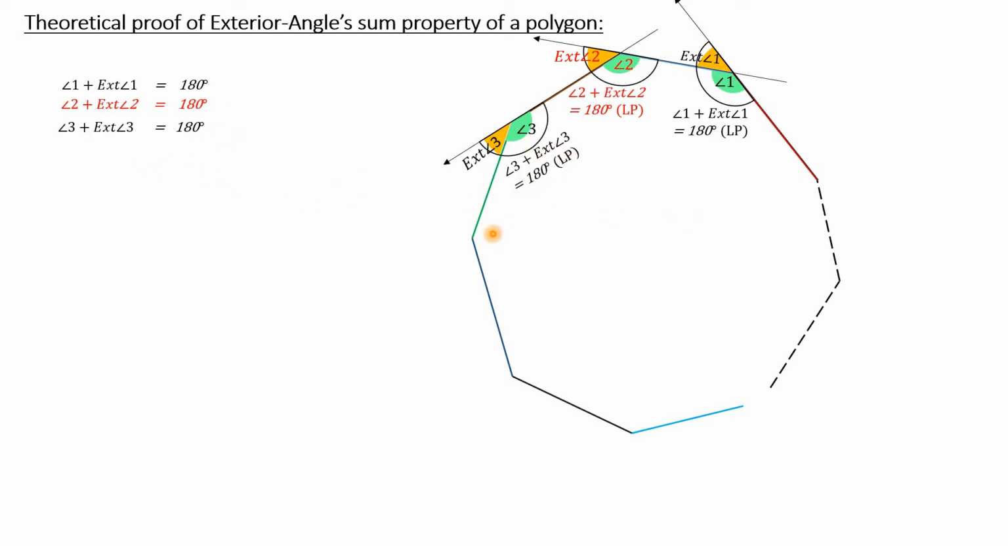Proceeding in this manner for angle 4, angle 5, 6, you will get it. We will finally take up angle n now. I have marked this as angle n, and this angle is angle n minus 1. You can think that we have counted all of those. We are finally coming to angle n. Interior angle n and its exterior angle are as shown in the animation. When you add the interior angle n and the exterior angle n, it will be a linear pair.